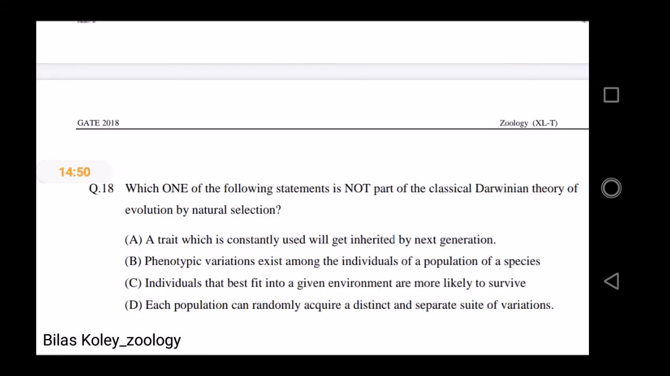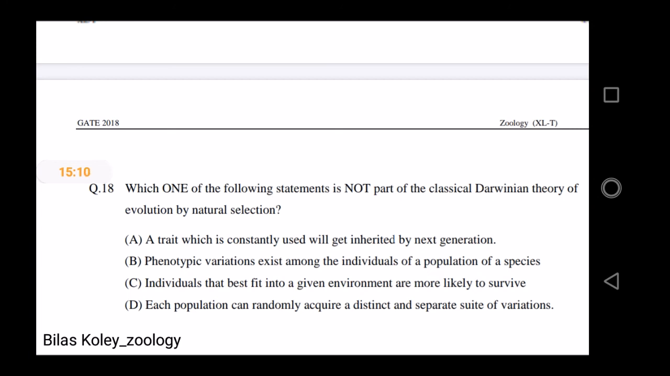Now we will discuss question number 18. Which one of the following statements is not part of the classical Darwin theory of evolution by natural selection? A trait which is constantly used will get inherited by next generation.